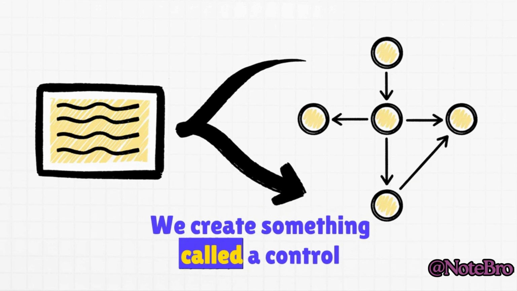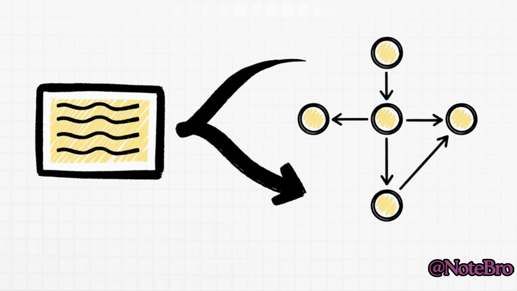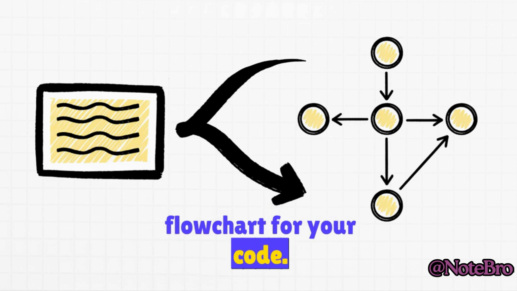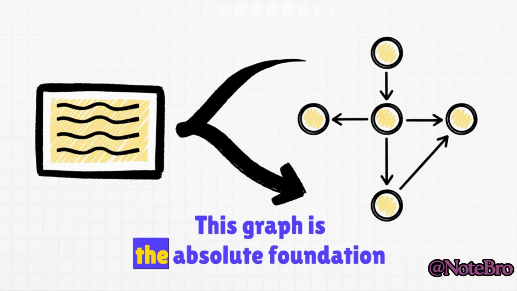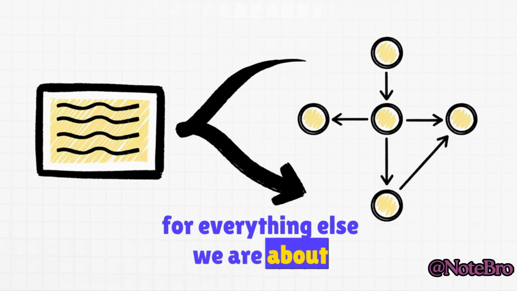To actually see those paths, the first thing we do is map the code's logic. We create something called a control flow graph, or a CFG. Just think of it like a flow chart for your code. It shows every possible route the program could take. This graph is the absolute foundation for everything else we're about to do.